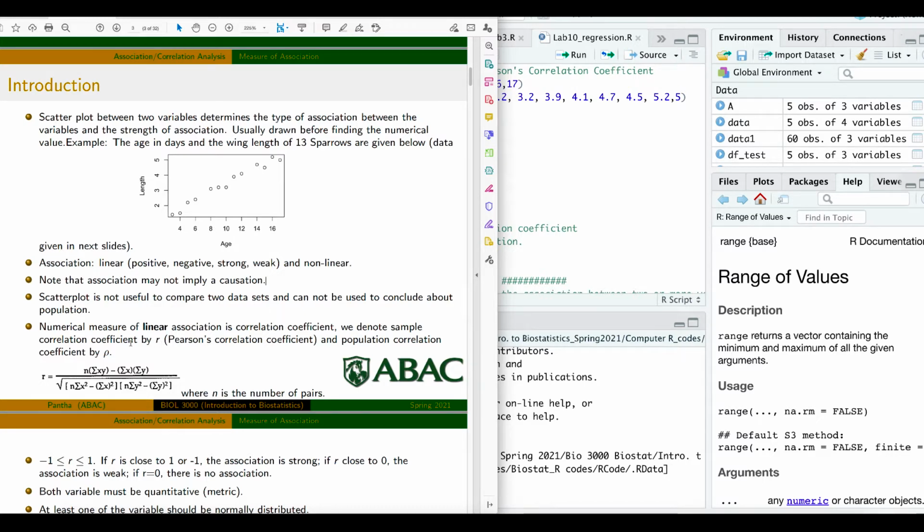The numerical measure of linear association is the correlation coefficient. If you want to find out the correlation coefficient, the coefficient of association, from this data set, then this is what we find.